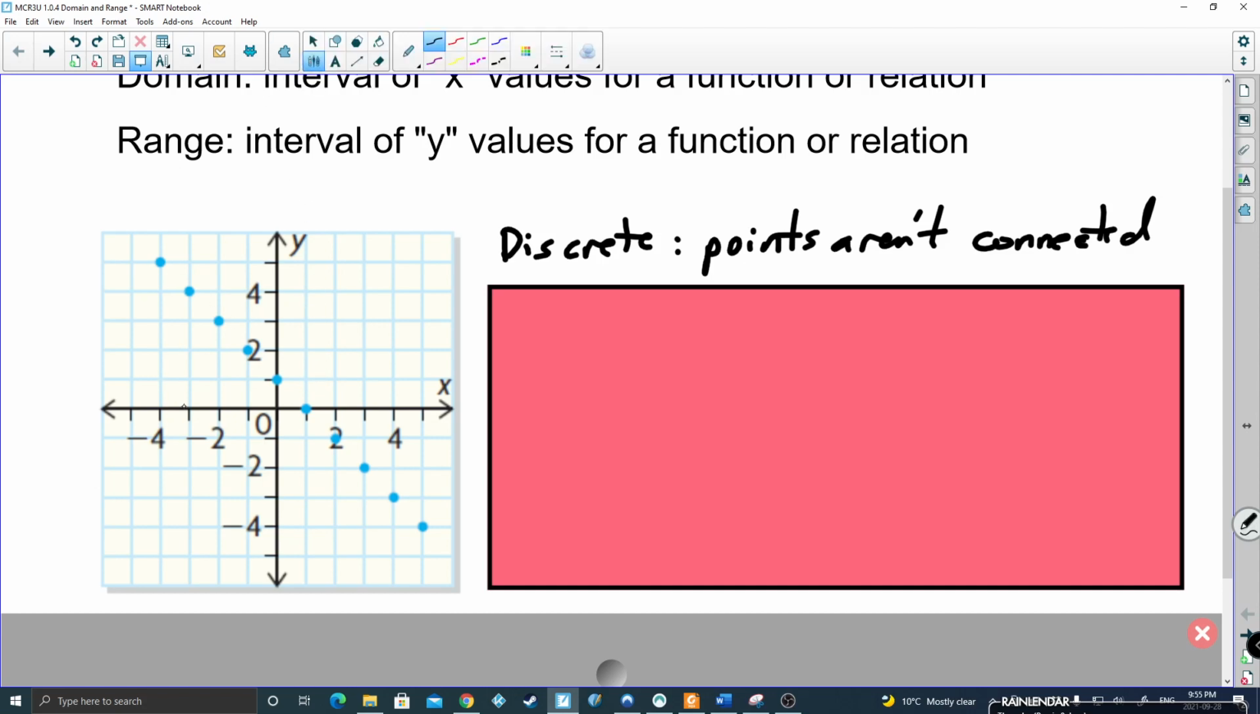So if we look here, there's an x value at -4, there's a dot, right? So if we wanted the coordinate of that dot, we would say it was -4 and 5. But we're only interested in the x values for the domain. So there is a point at -4. There is a point at -3. There is a point at -2. So we just want to list all of those points.